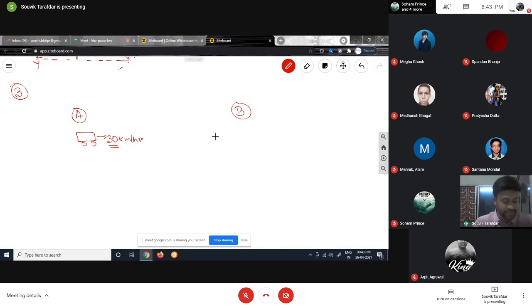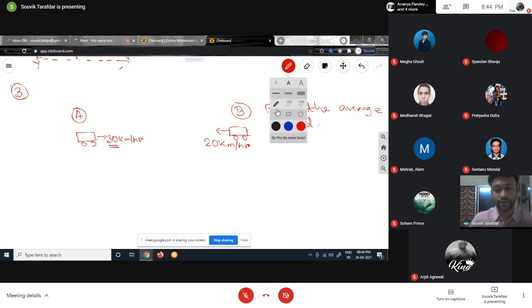Then it reached B, and after that, when the car was coming back from B to A, at that time its speed was 20 kilometer per hour. We are asking: find the average speed. This you need to find, students.